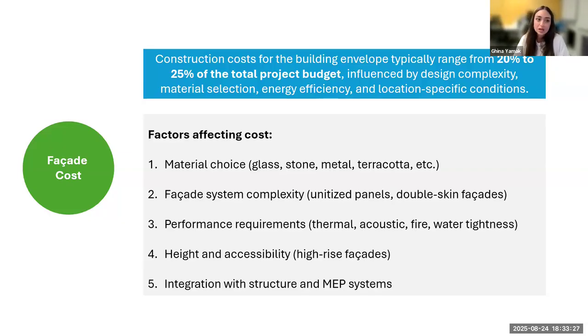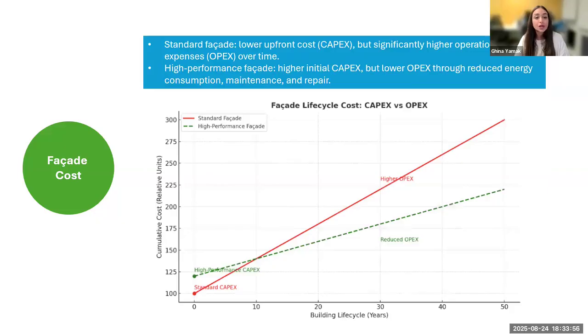Mainly the material choice, the facade system complexity, the performance requirements, the height and accessibility of the building, and the integration with the structure and MEP. Too many factors can affect that cost. One of the most important factors, of course, is the decision of how sustainable this building will be. The more sustainable targets that we set, the higher the requirements on the material, and the more cost we will need to consider.